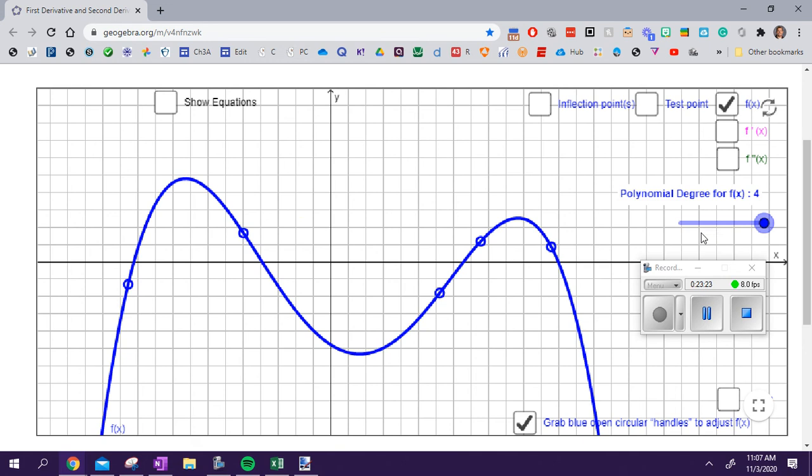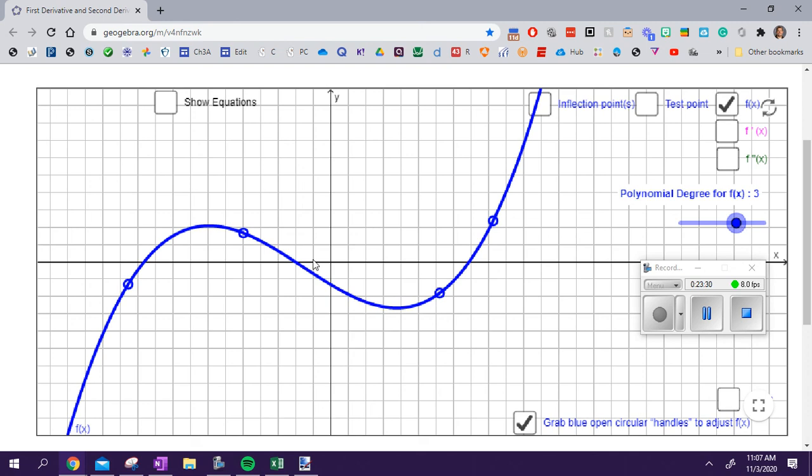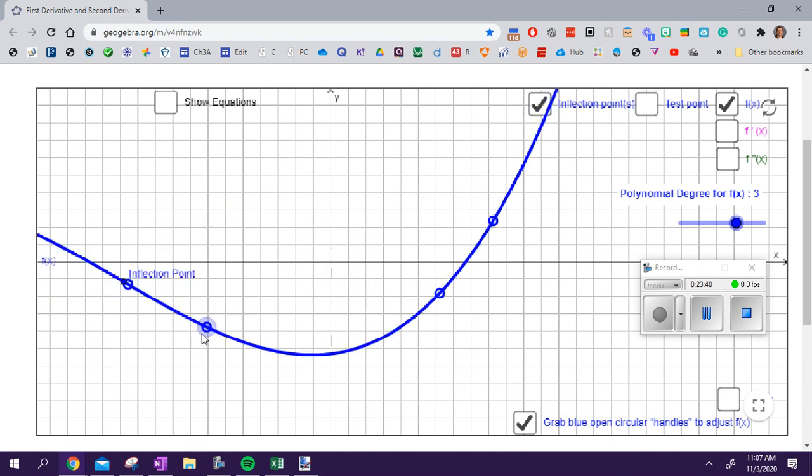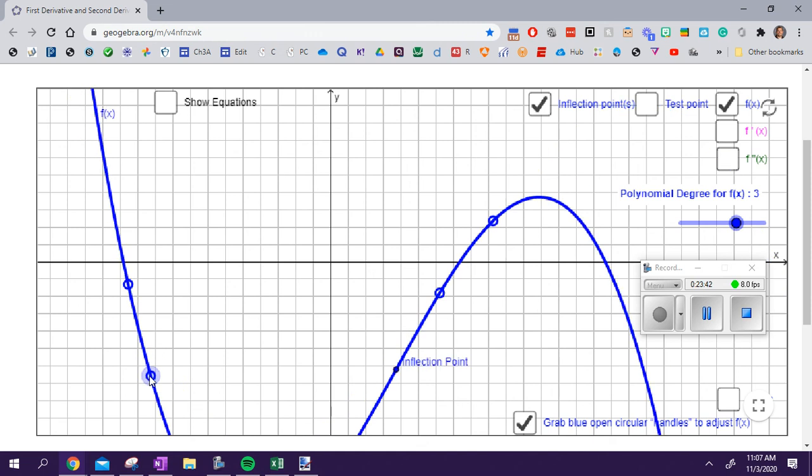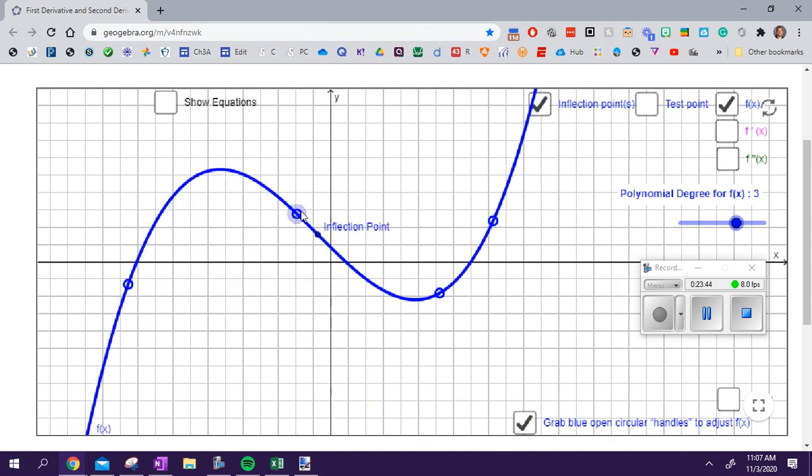I want you to have at least 3, if not 4. So I need you to be on the last 2. I don't care which one you pick, but you're making one of those. There are some buttons up here. Up here you can turn on inflection points. And you can see, oh yeah, that's where it changes concavity. So if you're not real clear on that, you can move it around and say, oh yeah, that makes sense that that's where an inflection point would happen.